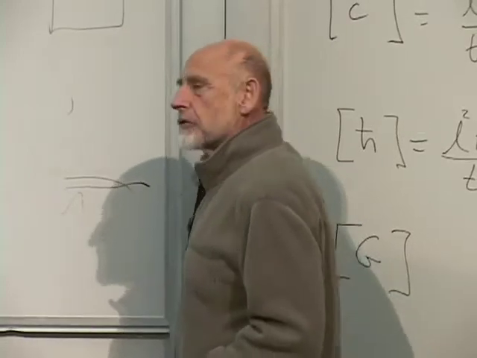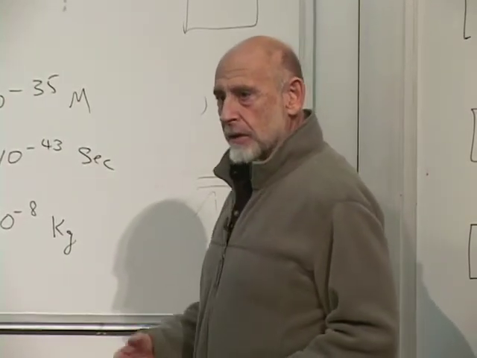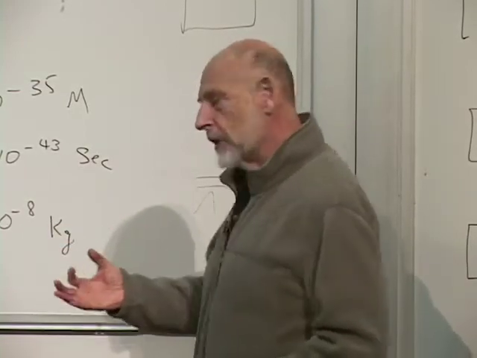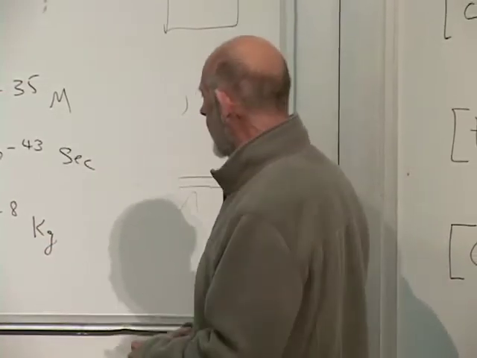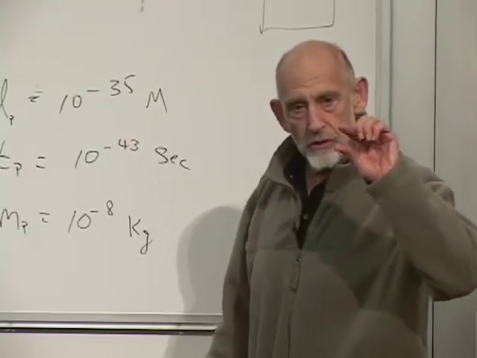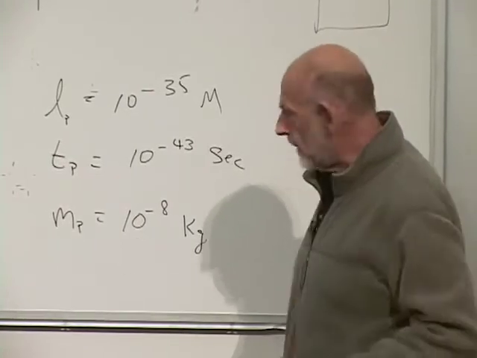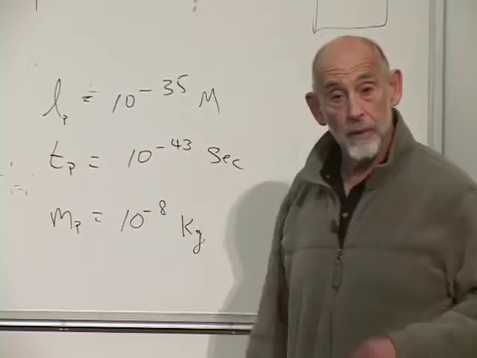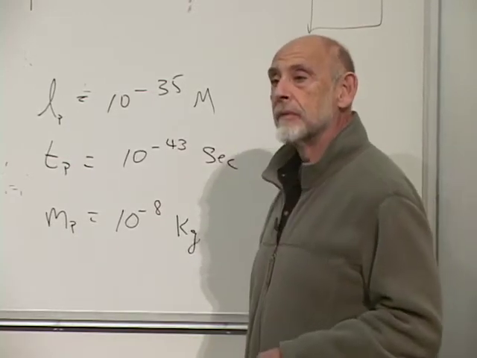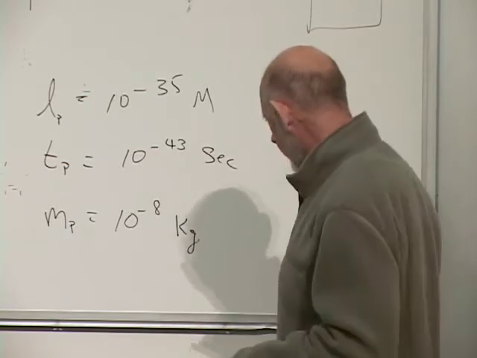These are the units that string theory is in. In other words, the size of a vibrating string, the fluctuations in it due to quantum uncertainty, is of order the Planck length. The period of oscillation is of order 10 to the minus 43 seconds.